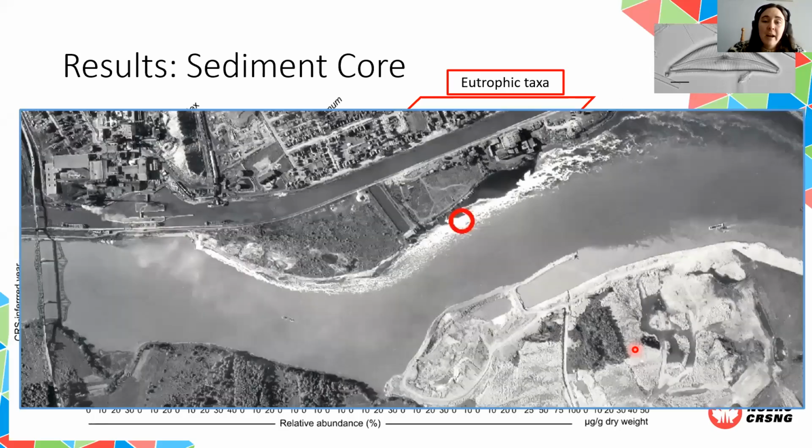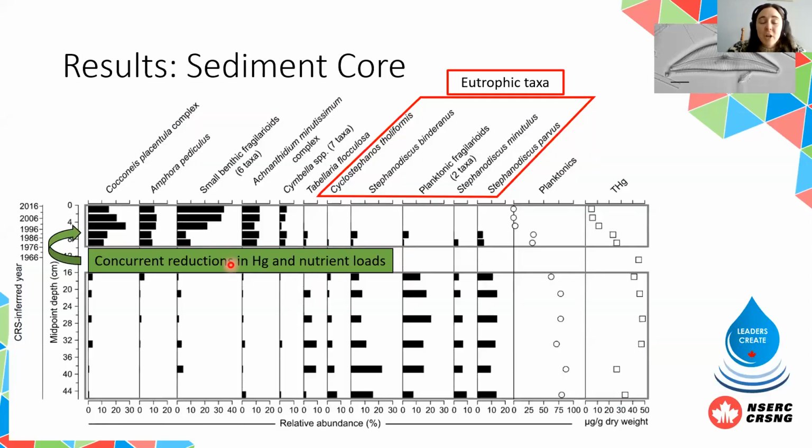And if we look at an aerial image, this is our coring site in red, and you can actually see the plume of effluent coming over. So we think that this is probably due to these high organic loads of nutrients coming in. But it's hard to disentangle because kind of all of these industrial improvements came in at the same time. So reductions in mercury and nutrient loads were happening at the same time.